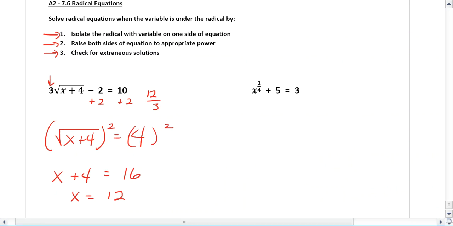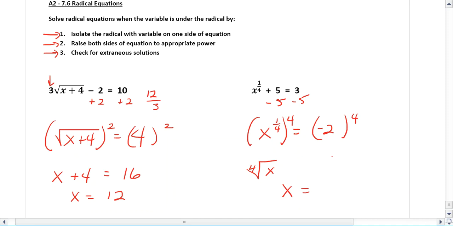Okay, in this next example, we have x to the 1/4 power plus 5, so we need to get rid of that plus 5 right away. And you can leave this as x to the 1/4 power, or you can write this as the 4th root of x, whatever you prefer. But either way, this equals a negative 2, and we need to raise both sides to the 4th power to get rid of our radical. So we end up with x equals, and negative 2 to the 4th power is 16.